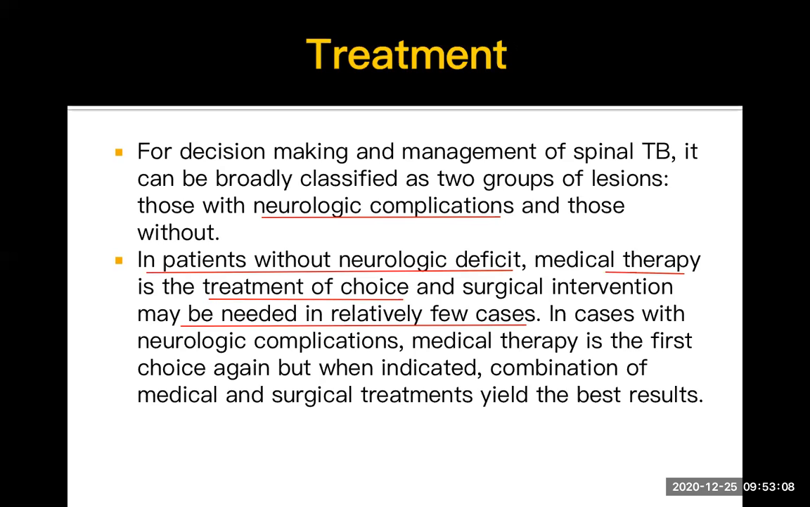Whereas if paraparesis has already occurred, bowel and bladder involvement has already occurred, then medical therapy is the first choice again, but when indicated, the combination of medical and surgical treatment yields the best result. So let me clarify this again. If the spinal cord is compressed, we have to decompress it. There is no other way to save the function of the spinal cord. So for that, surgery is necessary. That is known as decompression surgery.